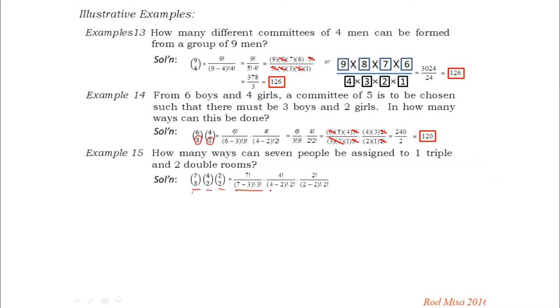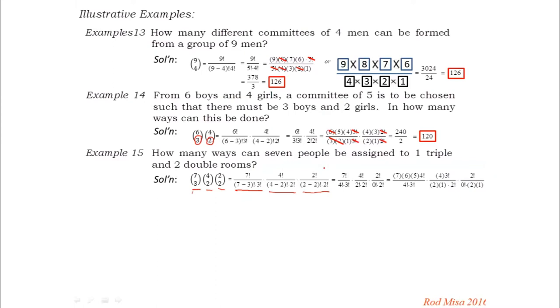And this second fraction is 4 factorial divided by 4 minus 2 quantity factorial times 2 factorial. And this represents this combination here. And also this one is the representation of this third combination here. So simplifying our fraction, we have 7 factorial divided by 4 factorial times 3 factorial times the fraction of 4 factorial divided by 2 factorial times 2 factorial. And then lastly, multiplied by 2 factorial divided by 0 factorial times 2 factorial.